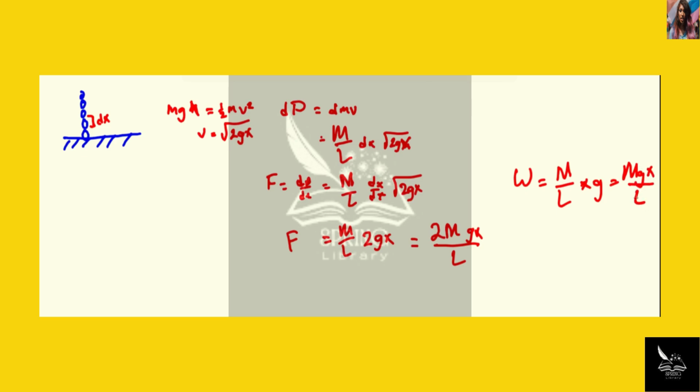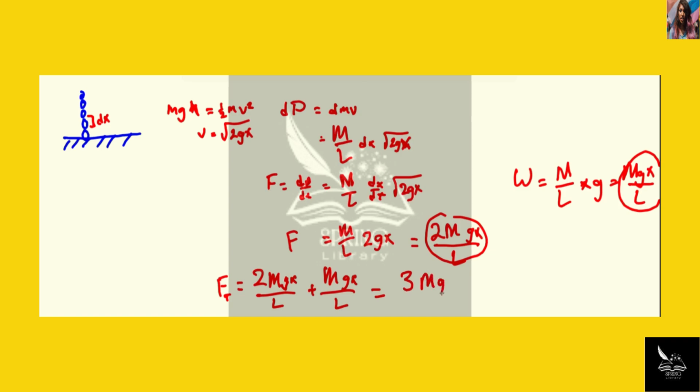And so the total force that this thing is going to be applying is going to be this amount right here plus this amount right here, the amount from the impact plus the amount from the weight. So we're going to have 2mgx over L plus mgx over L, which is going to give us 3mgx over L.